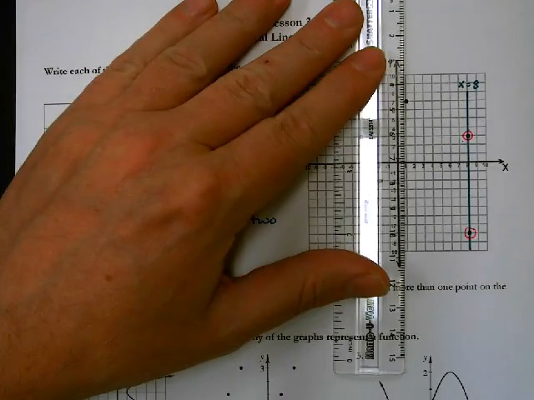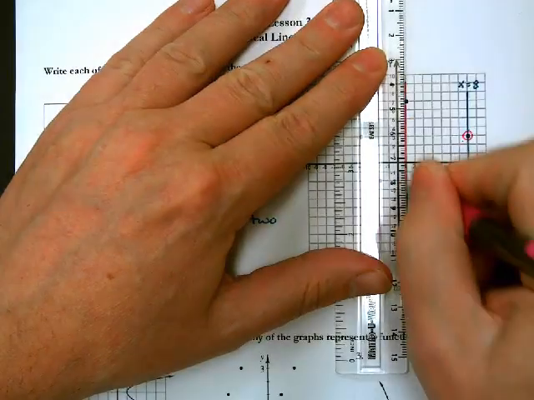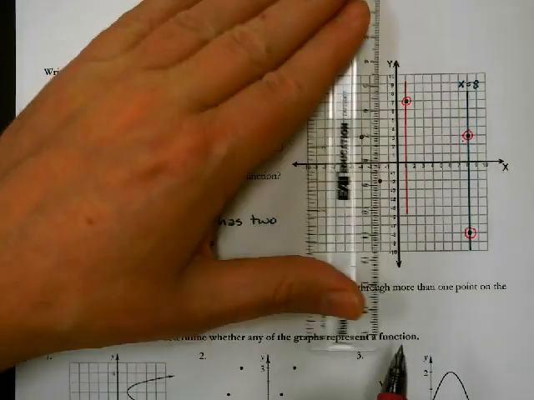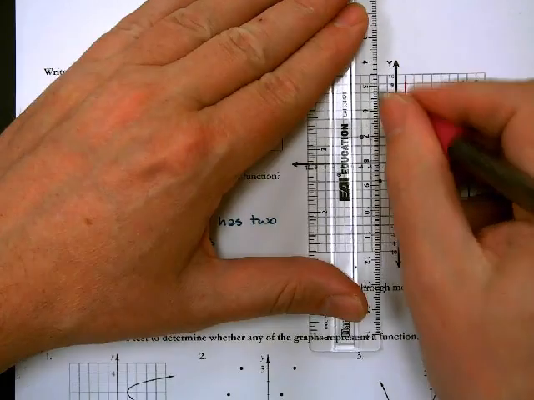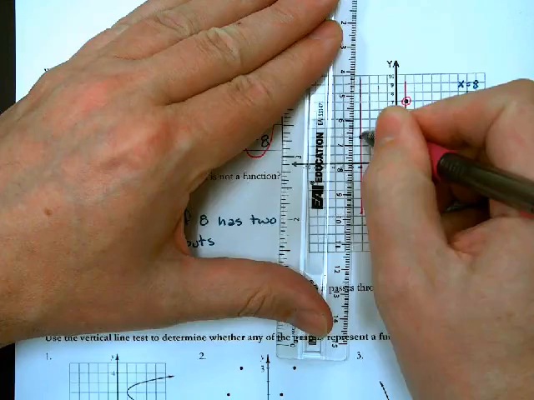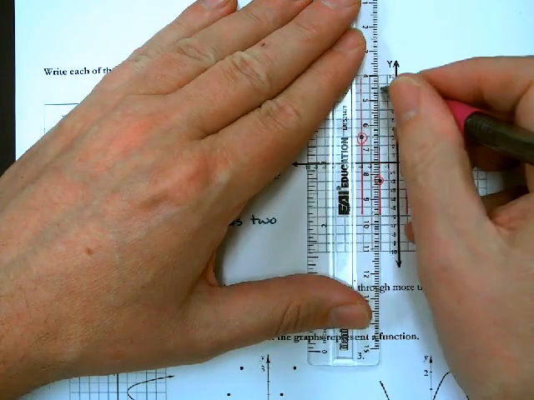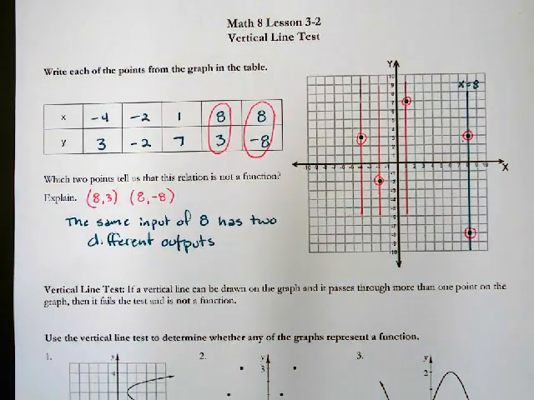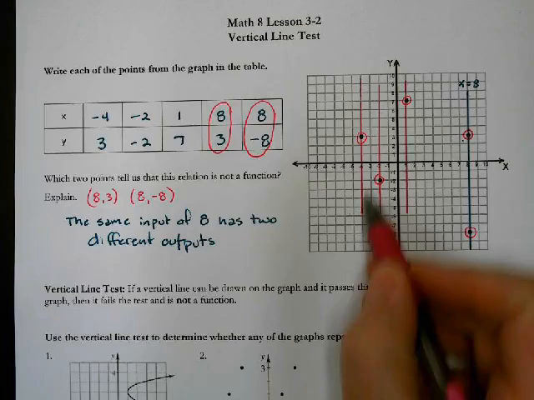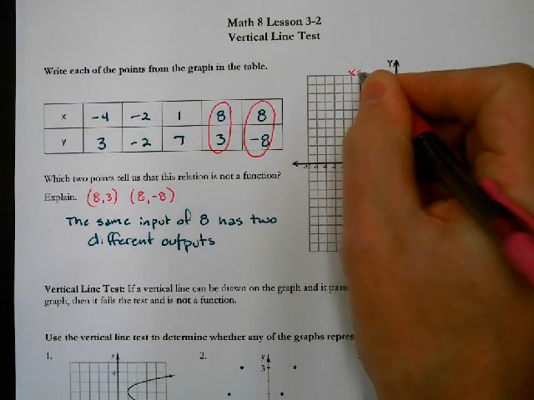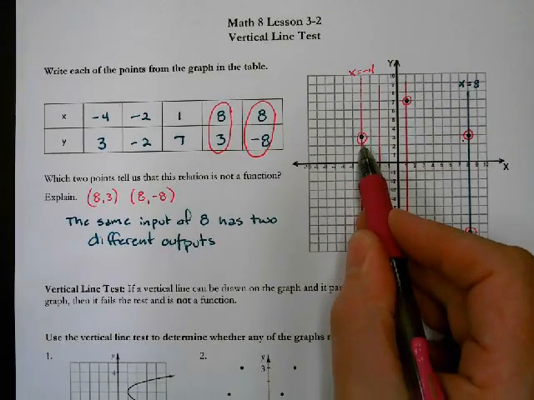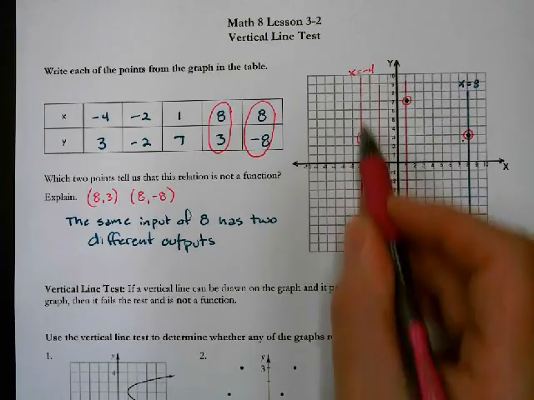Over here, this vertical line only gives us one point, and that's okay. This vertical line only gives us one point, and that's okay. This vertical line gives us one point, and that's okay. So all along here, I'm making vertical lines, because vertical lines represent one specific input. For instance, anything along this vertical line has an x value of -4. So this is (-4, 0), (-4, 1), (-4, 2), (-4, 3). So these all have inputs of -4.